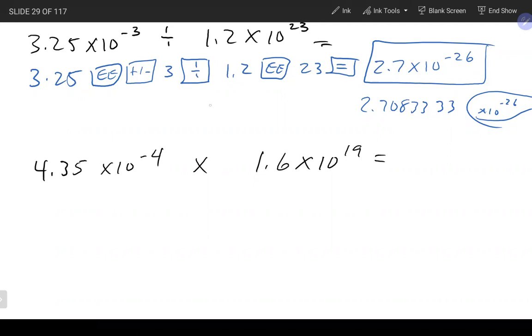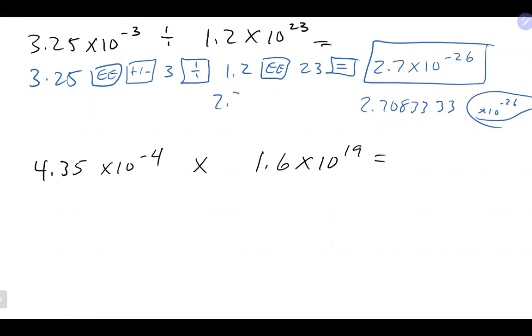You should not give the answer as 2.7 E minus 26. That is not scientific notation. Although E is used to represent the times 10 part, when you are writing the answer, you do need to write the times 10 part.